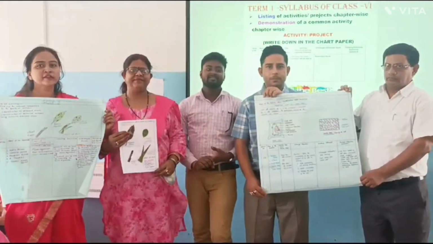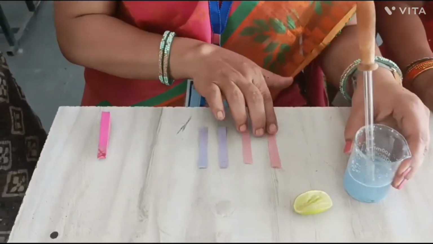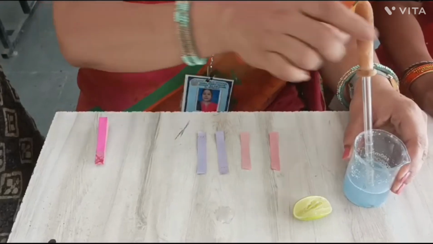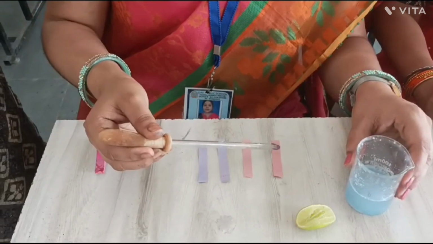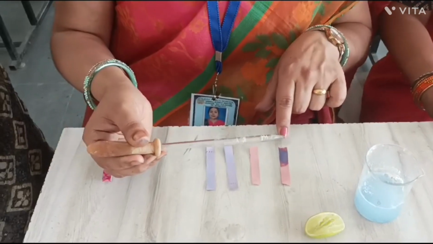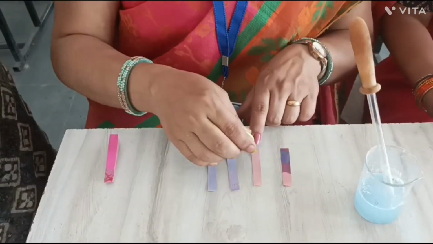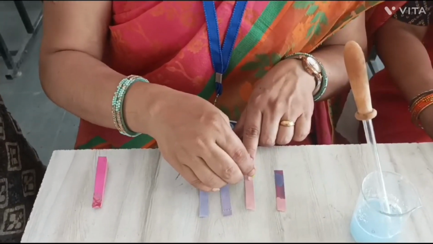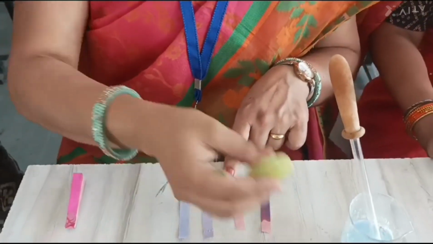Thank you, teachers. Good morning. Here we are going to start the demonstration of litmus paper with a basic medium and with an acidic medium. Here are the red litmus paper and blue litmus paper. When we put a basic solution on red litmus paper, what will happen? It changes into blue. It means red changes to blue in a basic solution. And when we put acid on red litmus paper, it doesn't change the color. It shows that it is an acidic medium.